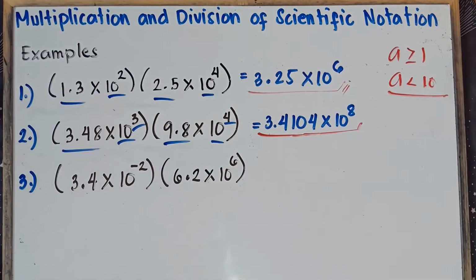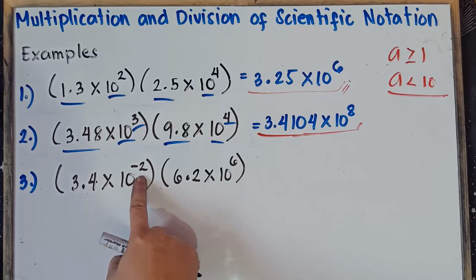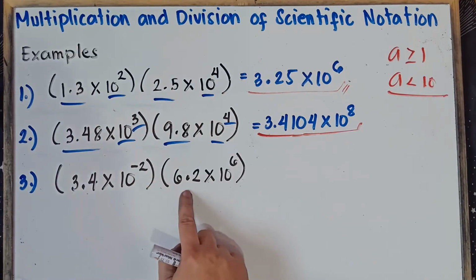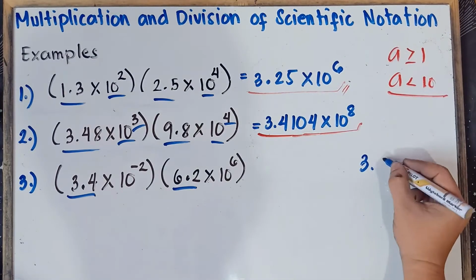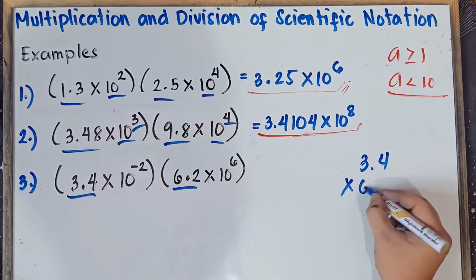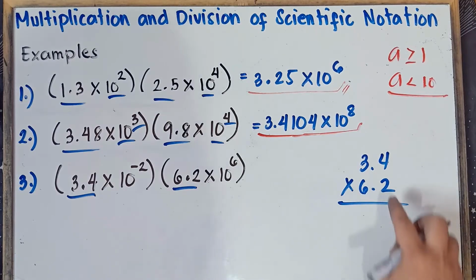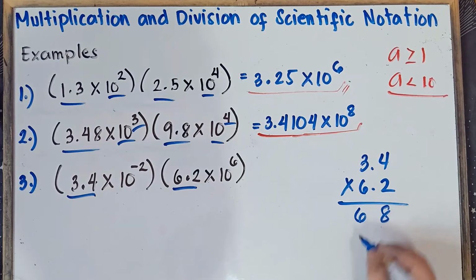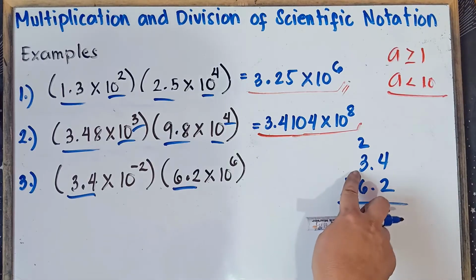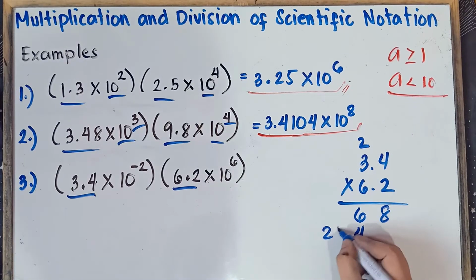Alright, so example number 3, we have 3.4 times 10 raised to the power of negative 2 multiplied by 6.2 times 10 raised to the power of 6. So once again, simply multiply the numbers first. We have 3.4 times 6.2. Alright, so 2 times 4, that would be 8. 2 times 3, that would be 6. 6 times 4, that would be 24. 4 carry 2. 6 times 3, that would be 18, plus 2, that would be 20.